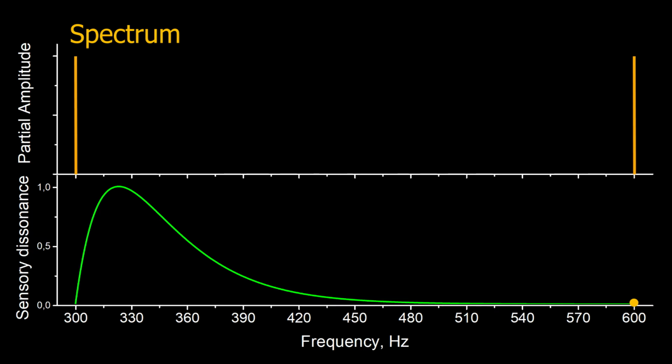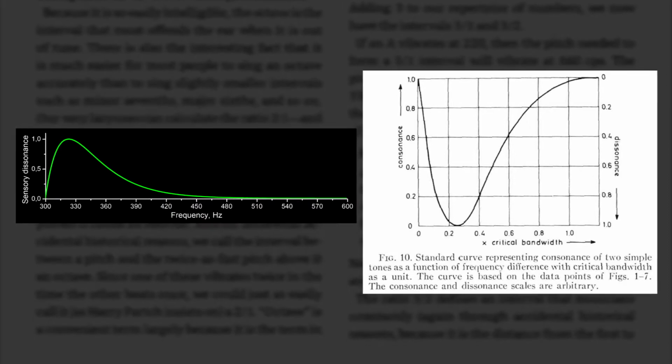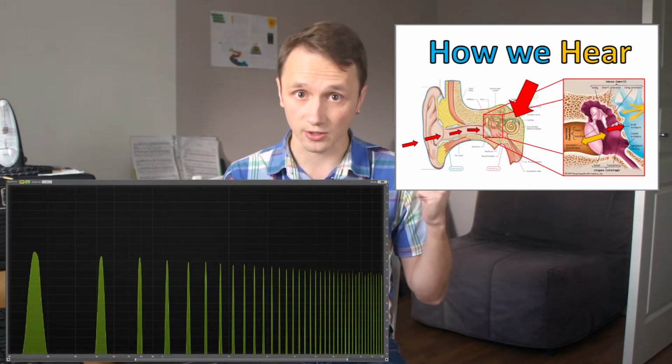The graph you see on the screen is analogous to the one taken from the article by Plomp and Levelt, Tonal Consonance and Critical Bandwidth, only flipped upside down because I plot dissonance and they plotted consonance. Coming back to our stretched octaves. Because our inner ear decomposes sound into spectrum, watch my previous video, we perceive all those sine waves individually, and the beating that happens when partials misalign. And that beating we perceive as dissonance.